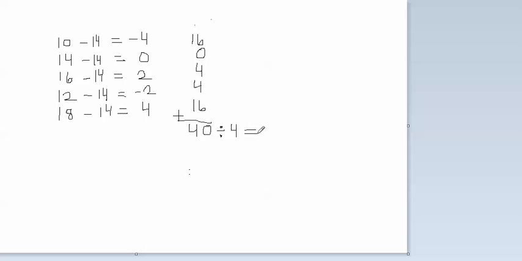40 divided by 4 is 10. So 10 would be called a sample variance. And there's actually 2 reasons why it's called a sample variance. One reason is because the data was from a sample and not from an entire population. And the other reason is because we did this adjustment right here. We divided by 4 instead of 5.